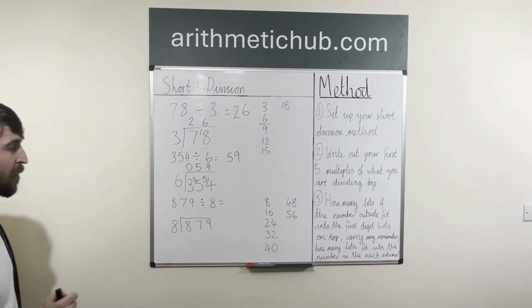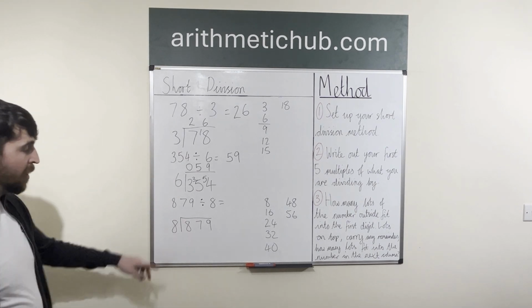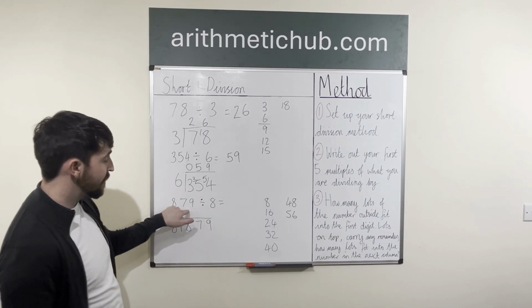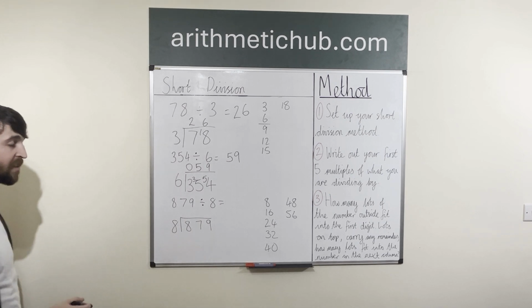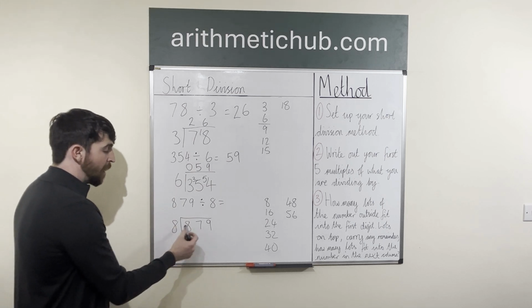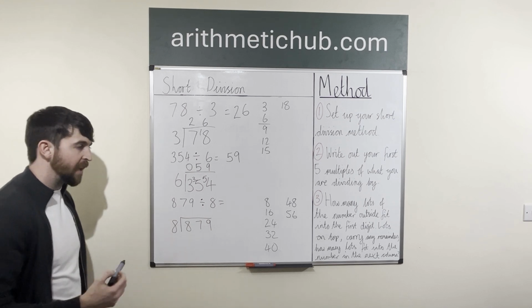So, first thing I'm going to do, how many lots of the number outside fit into the first digit? Now, the number on the outside is 8, because that's what we're dividing by. The number on the inside of our short division method is 879, because that's what's being divided. We've got 8 on the outside, and our first digit here is 8. So how many lots of 8 fit into 8?